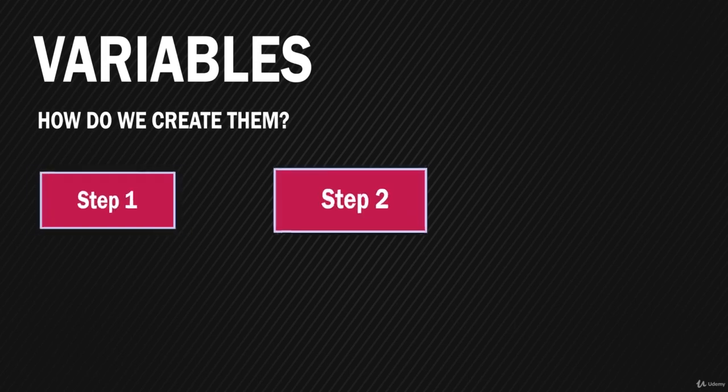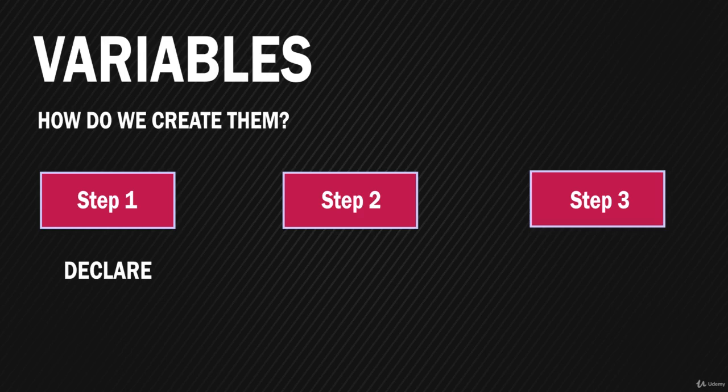The first step is you have to declare your variable. And all that means is that the variable is registered in its corresponding scope. And the scope of a variable is simply where the variable can be used. Don't stress about scope yet. We're going to be talking about scope in more detail later.